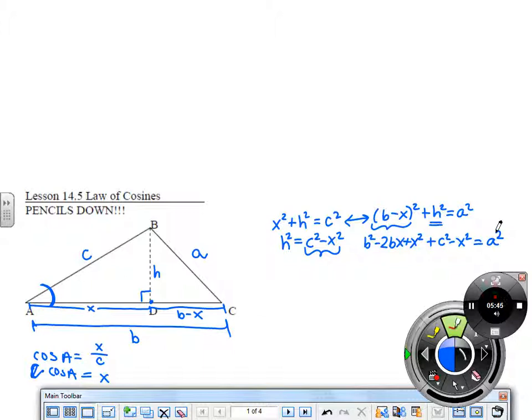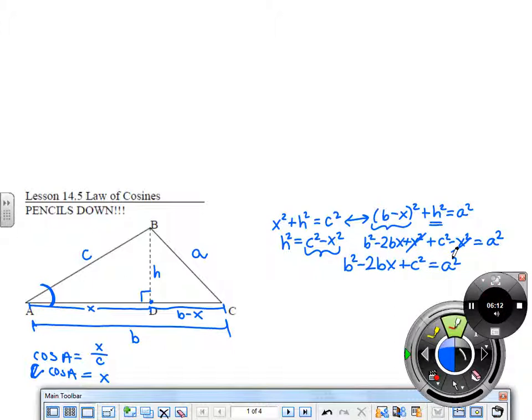Now notice that this helps get us really close to having something that's just dependent on a, b, or c, because x is the only thing here that's kind of hindering me being at the finished point. And the positive x squared and the negative x squared cancel out. So what I have currently is b squared minus 2bx plus c squared is equal to a squared.